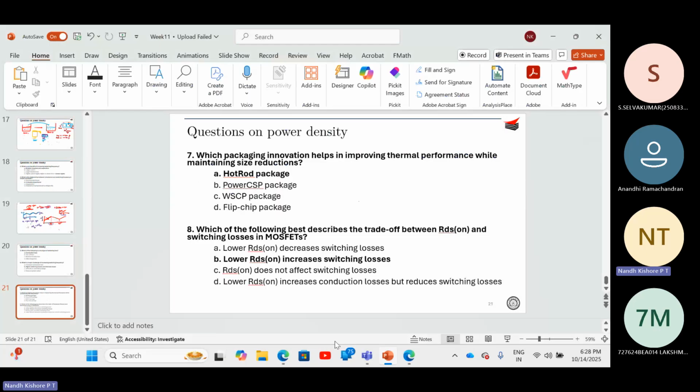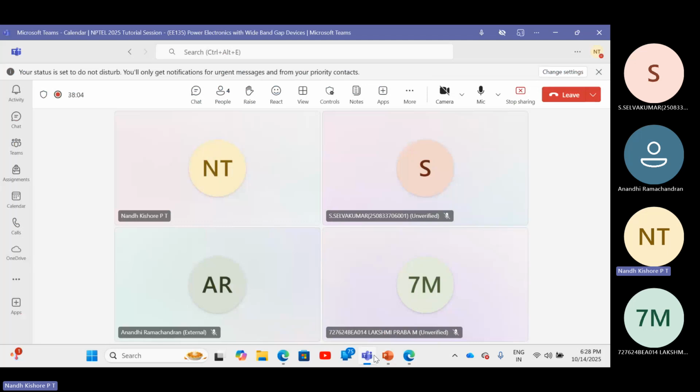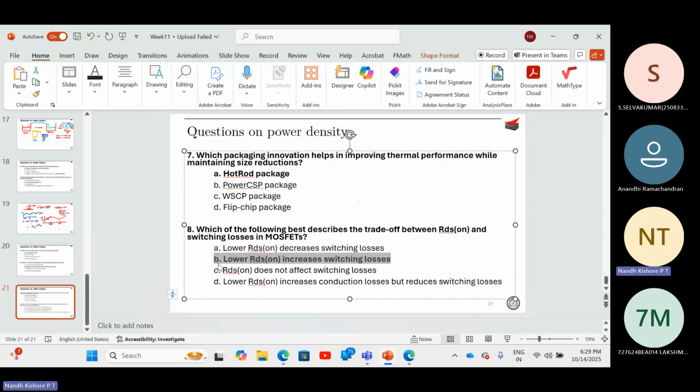Okay. So the answer for this question is answer B. As a ballpark figure, generally you will see that switching losses and conduction losses are kind of complementary. That is, if conduction loss is high, you will see that the switching loss is lesser and vice versa. So if you have lower RDS on, you're going to have lesser conduction loss, and generally you will see that the switching loss is higher.